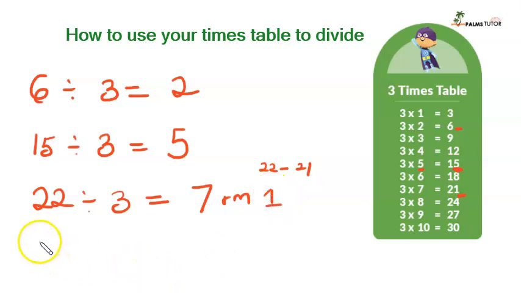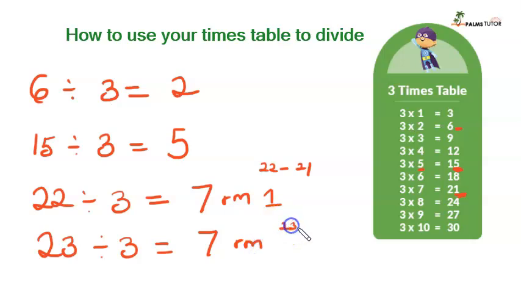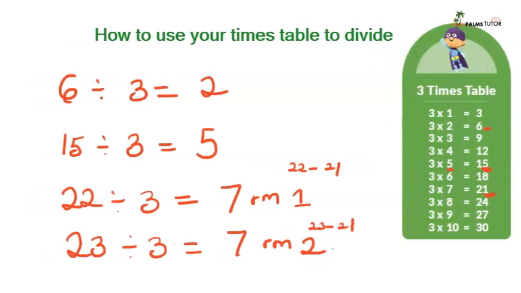Okay, what if I have 23 divided by 3 again? Is there any number on the times table that I multiply by 3 that gives me 23? We still do not have it. We have 21. It's closer, lesser, right? Not 24. It's lesser than it, right? So we still have 7 times. So 3 will go in 23 7 times, but this time around our remainder will be 23 minus 21, which is what? 2.